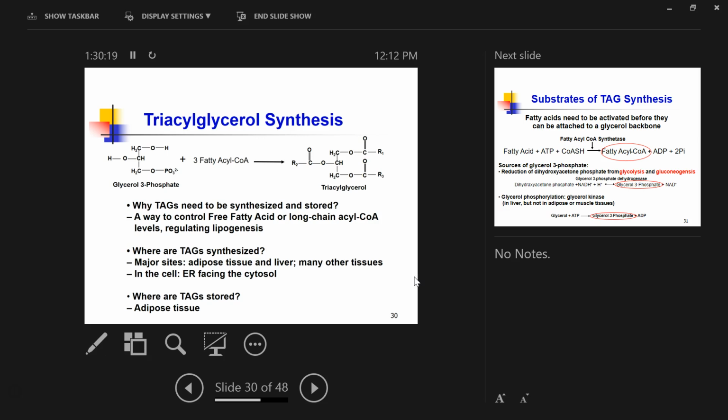And storage, of course, everybody knows, right? Stored in the adipose tissue. But some triglycerides can also be stored in the liver and also the muscle, right? But we don't want to have lots of triglycerides stored in the liver, causing liver disease. So in a normal physiological condition, we have a small amount of triglyceride.